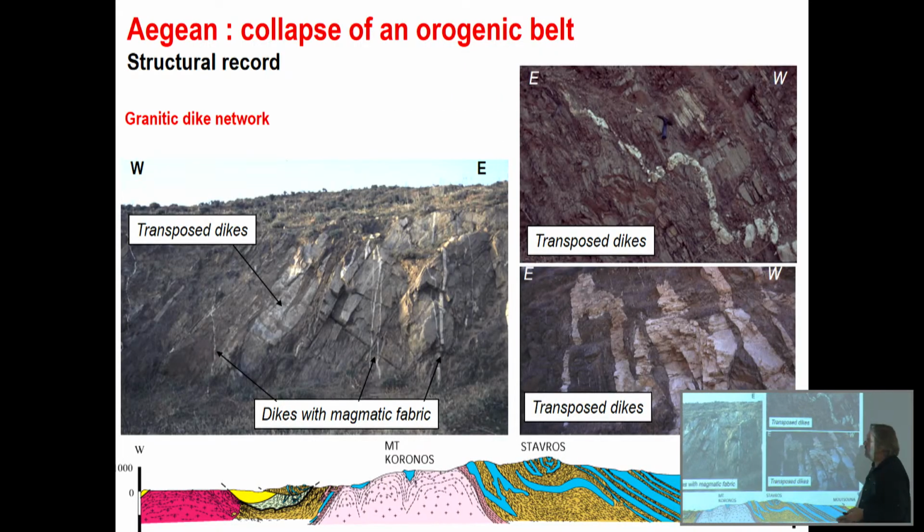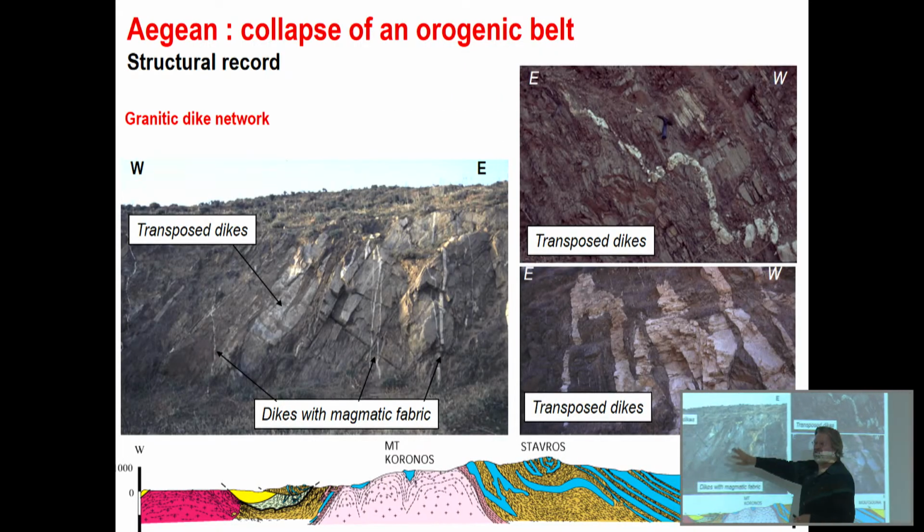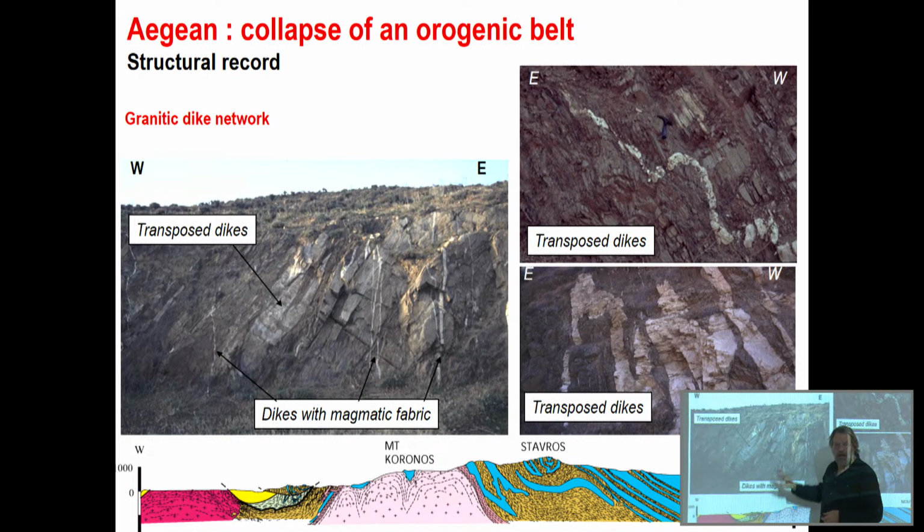What if we look now more carefully in these schists? They're actually full of dikes. Half of the rock is not schist, it's dikes. But dikes that have been folded. So, at first sight, you don't see it. And once you start to look at it, then you find them. And you see the relationship between the folded dikes, transposed dikes, and the ones that are magmatic.